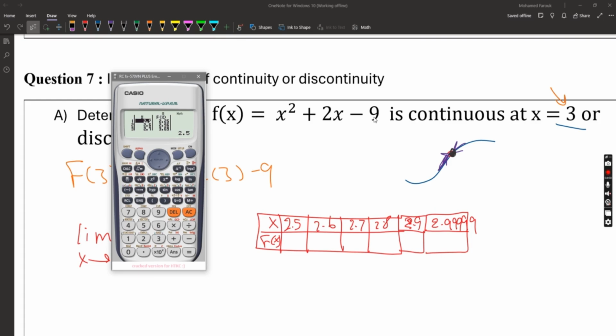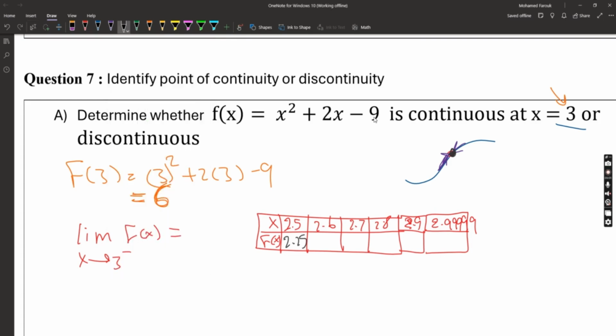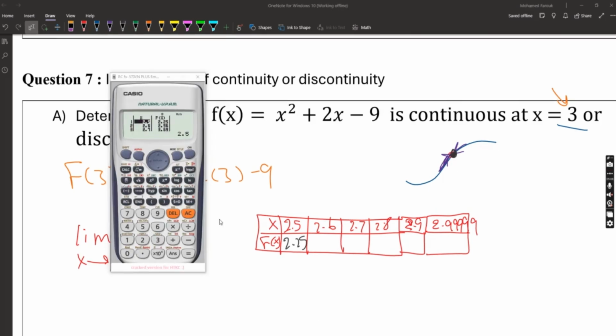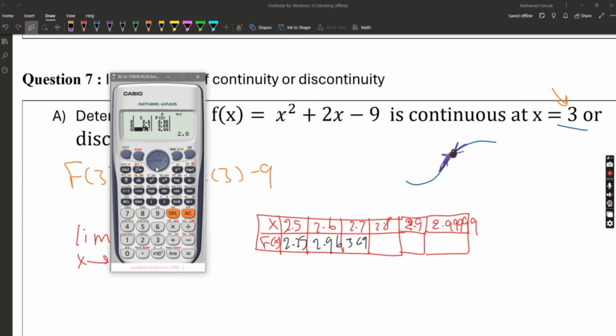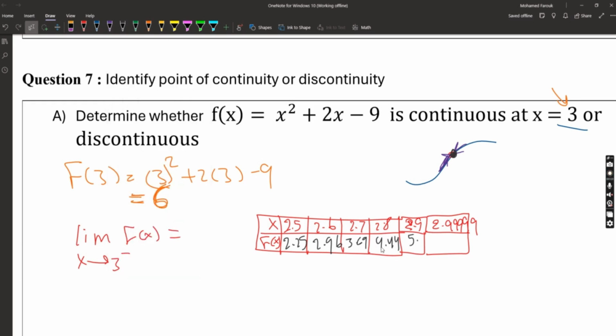And we have our table. The first one is 2.25. Okay. Second one is 2.96. Third one is 3.69. Okay, fourth one 4.44, and fifth one is 5.21. I'm seeing this, we are getting close to 6, but we have to be sure about it.